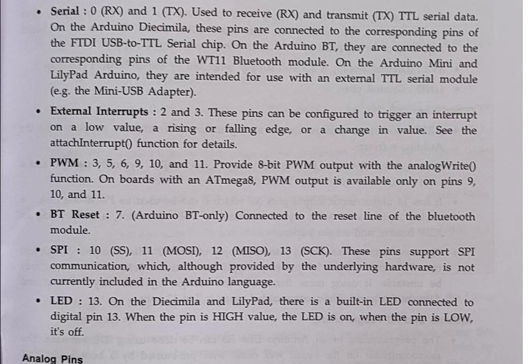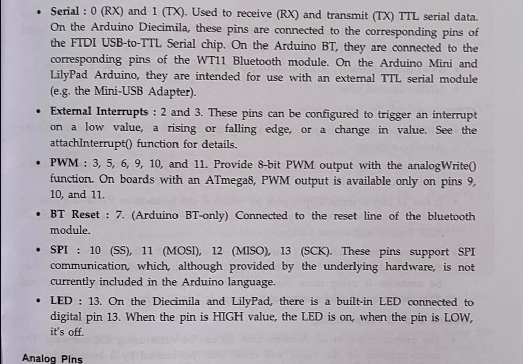Okay, so they are intended for use with the external TTL serial module, the mini USB adapter. So now interrupts are very important. External interrupts: pins 2 and 3 are for interrupts. These pins can be configured to trigger an interrupt on a low value, a rising or falling edge, or a change in value. See the attachInterrupt function for details. Okay, so if you want to interrupt anything that is running in the program, then we can use these interrupts. Okay, external interrupts. Then we have the PWM pins.